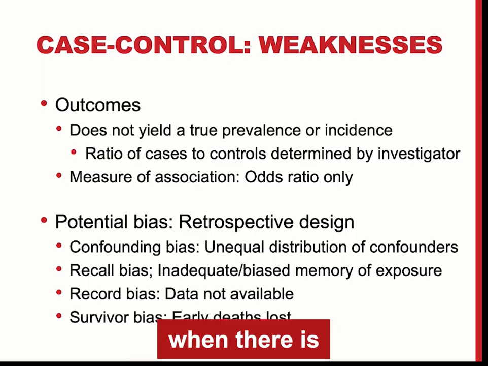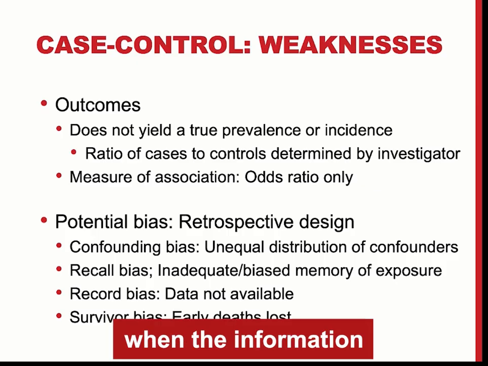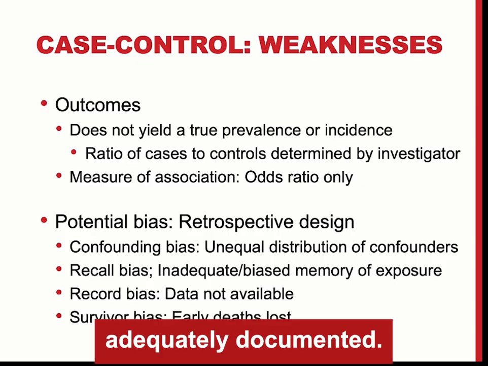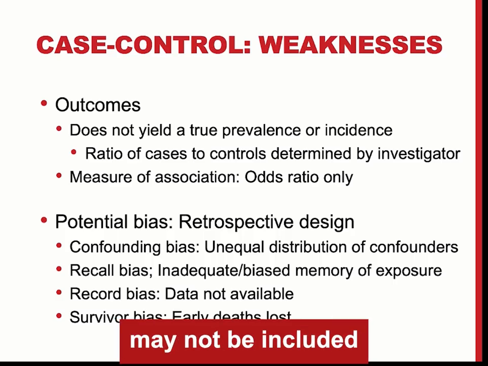Recall bias occurs when there is an inadequate or biased memory of the exposure. Record bias occurs when the information about the exposure may not have been adequately documented. Survivor bias occurs when patients who have already died may not be included in the case group.